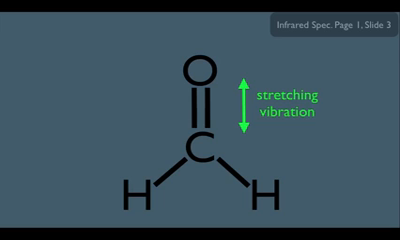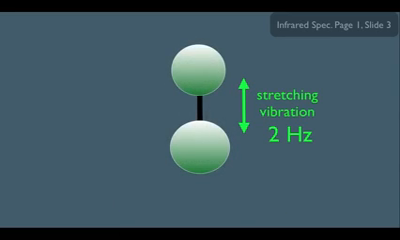And let's make up a number. Let's just say it happens to stretch at a frequency of 2 Hertz. Now, what does that mean here? Remember, Hertz is a measure of cycles per second. So if this is stretching at 2 Hertz, let's say we start at this position. The 2 Hertz means that it'll stretch 1 like this, and then 2 cycles per every second.